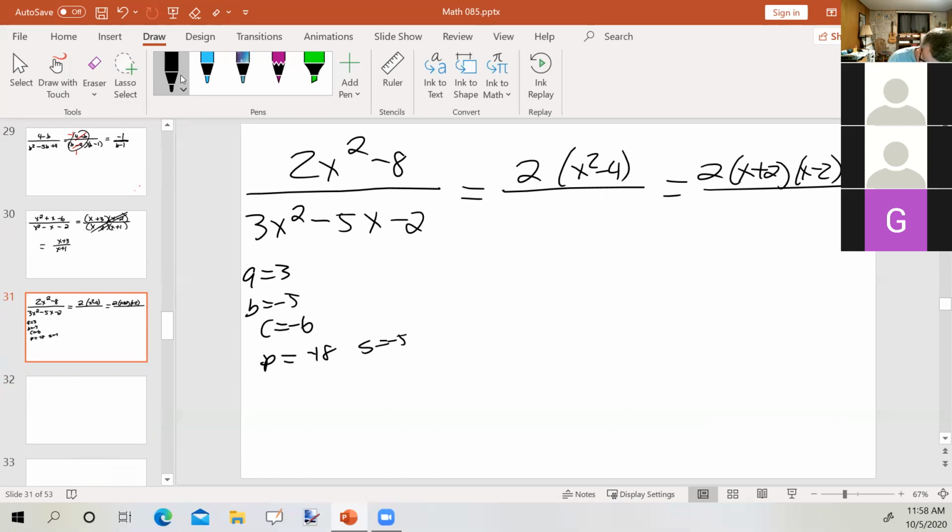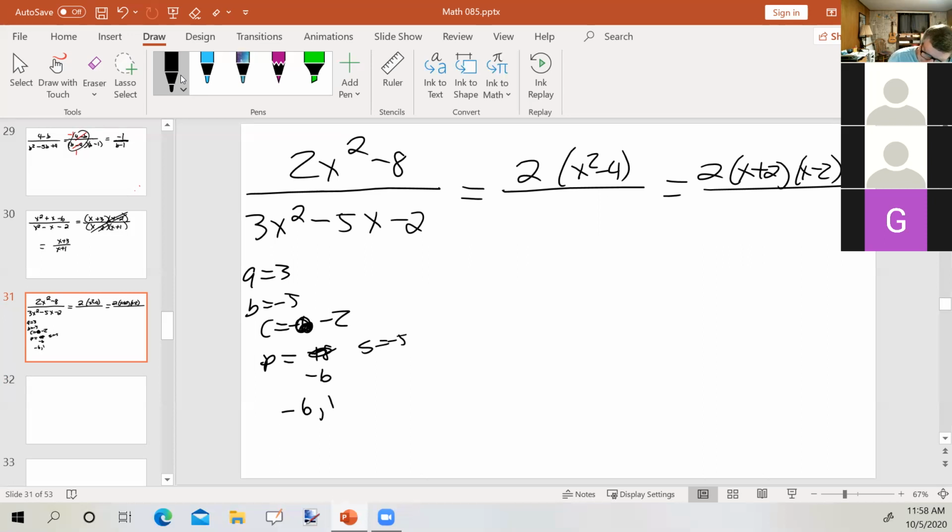Where did I write negative 6? I was multiplying ahead of time. My bad. C is negative 2. Product is negative 6. The sum is negative 5. So how about negative 6 and 1? Would that do it? Did I leave all of you in the dust? No, I was just writing down after you.